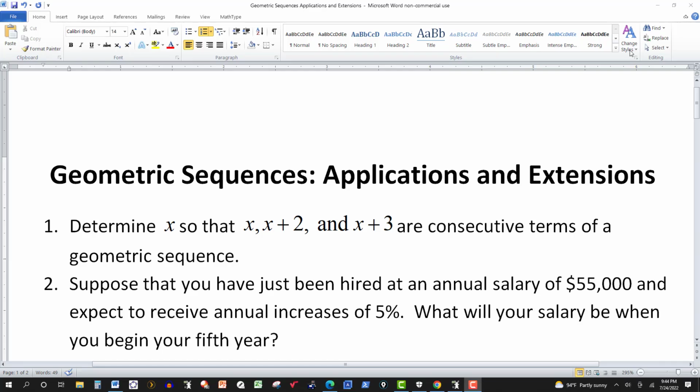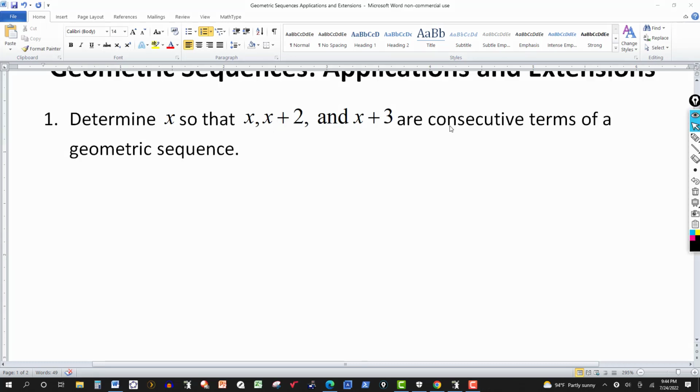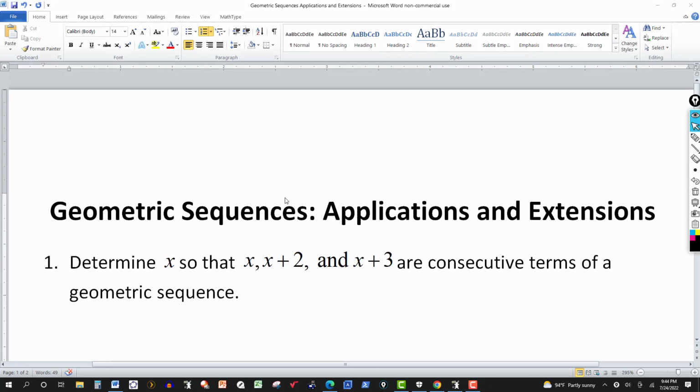In this video we have some applications and extensions, just two problems on geometric sequences. If you want to try these, pause the video, and then I'll be back. Okay, let's look at the first one.